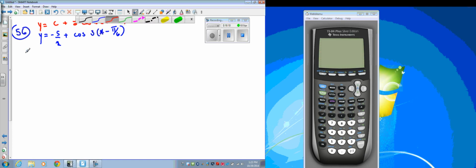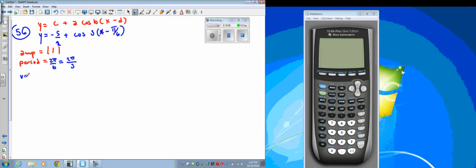So with that information, my amplitude is going to be what? Absolute value of 1. It's right there. Now, notice it's not an inverted cosine, so I don't have to worry about that. Then my period. My period is going to be 2 pi over b. So that's going to be 2 pi, and what am I going to put b as? 3. Now that doesn't reduce, so that's my period.